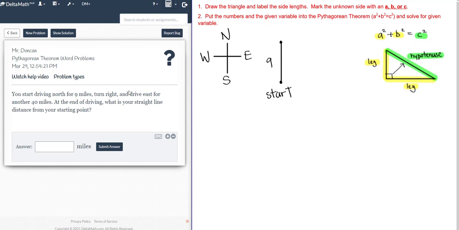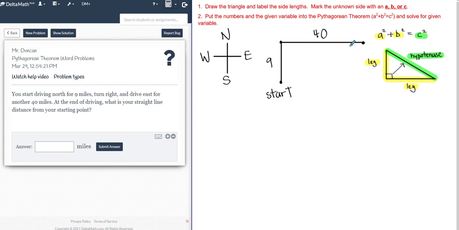And then it says I turn right and drive east, so kind of copying the compass, I'm going to go to the right. Now, the length of this, again, is not as important as getting the actual numerical value. It says I drove east for 40 miles. Notice that 40 should be more than 4 times as big as that, but it doesn't matter. If it was a short side, that's fine as long as it was marked with 40. Got it. So I drove north for 9, and then I turned right and drove east for 40 miles.